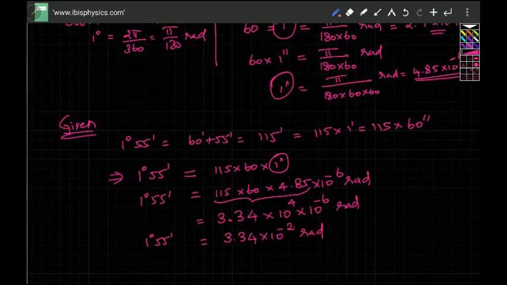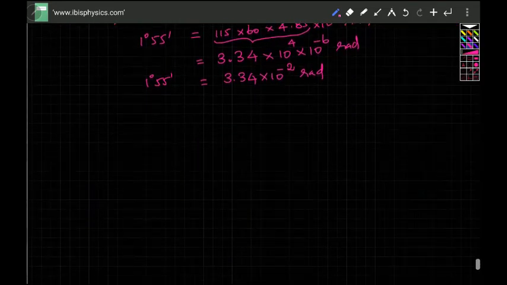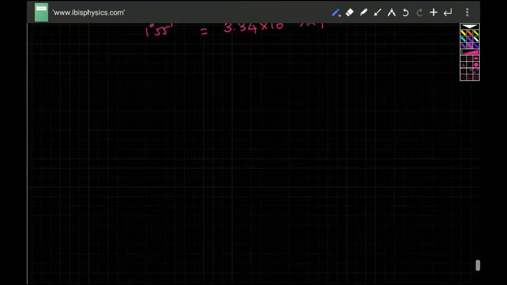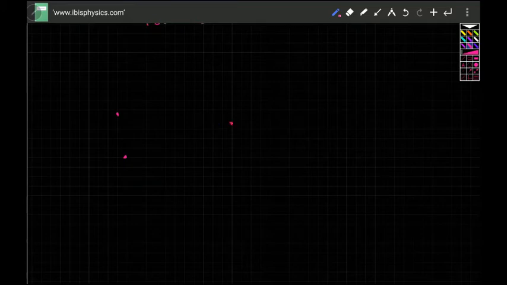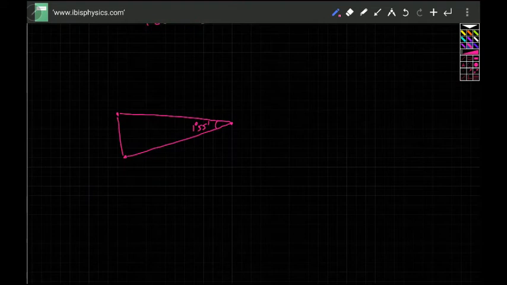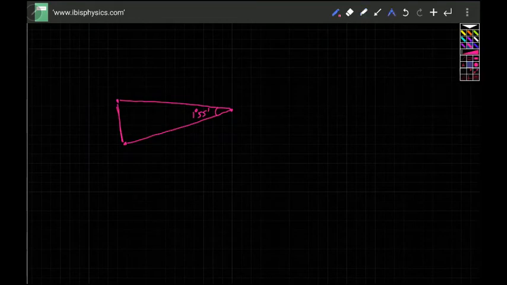So what is given in the problem? The moon makes a parallax angle of 1 degree 55 minutes from a baseline equal to the diameter of the earth. That means suppose there are 2 points over here, and here is the moon. If you look at the moon from this point and from that point, you will get this angle exactly equal to 1 degree 55 minutes. The baseline between these 2 points is equal to the diameter of the earth.